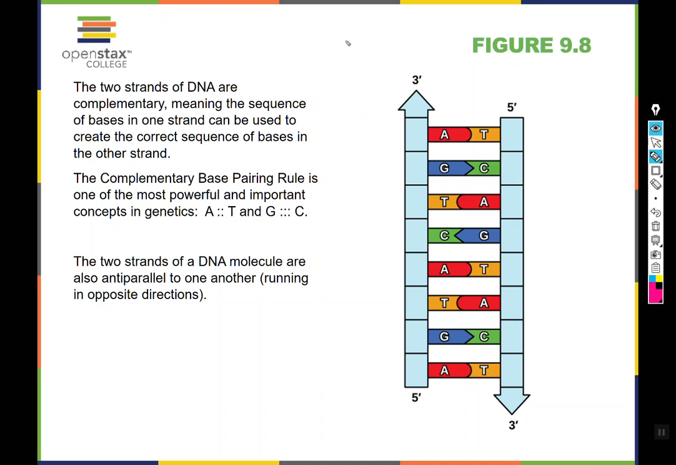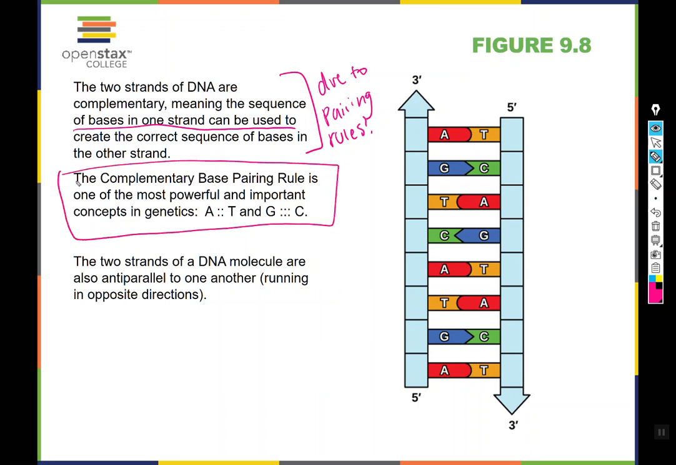Okay, so 2 strands of DNA are complementary, meaning that the sequence of bases in one strand can be used to create the correct sequence of bases in the other, and that's due to the pairing rules. Because A always goes with T and G always goes with C, if you see an A, even if you can't see the other strand, you know that a T must go there. There's no other choice. So that imposes order. The complementary base pairing rule is one of the most powerful and important concepts in genetics. So it's a really big deal.